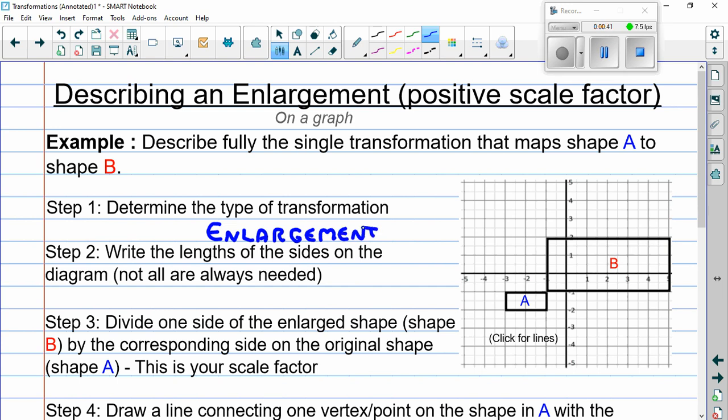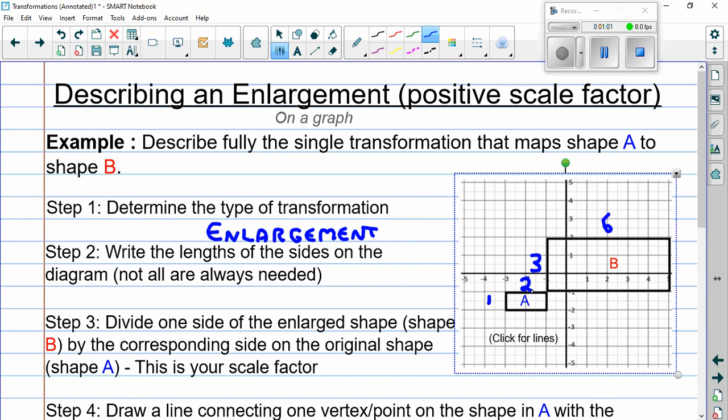So we want to write the lengths of all the sides. We've seen in the past with enlargements, we don't always need all of them, but for this example, I am simply going to write them still. So when I say all, I just need a length and a width. So here on the top, we have this as 6 and 2.